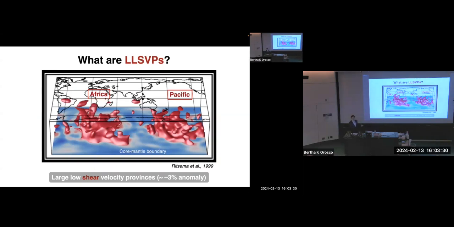Those are called large low shear velocity provinces. When seismic waves travel through the interior, we found that in these domains the seismic wave travels slower than the background mantle, usually a few percent slower than the rest of the mantle. That's how Earth scientists can image them. One is beneath the Pacific Ocean, one is beneath the African continent.